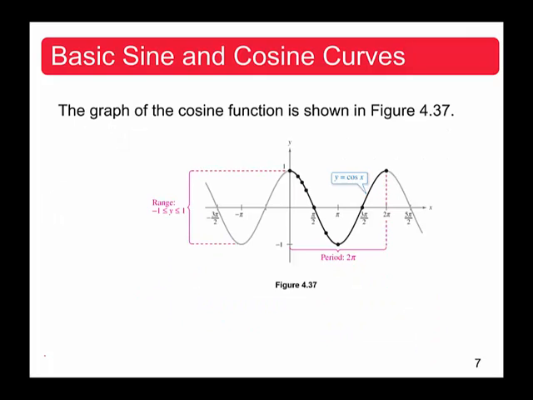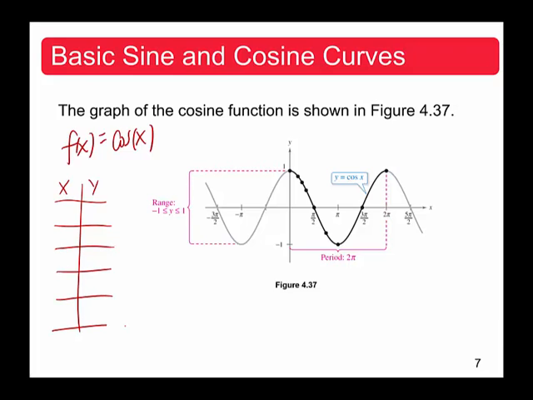If you look at the cosine function, you're looking at f of x equals cosine x. Similarly, you're going to have 5 ordered pairs, just like what we have over there. Start from 0, and then similarly, the amplitude here is 1, and the period is 2 pi.